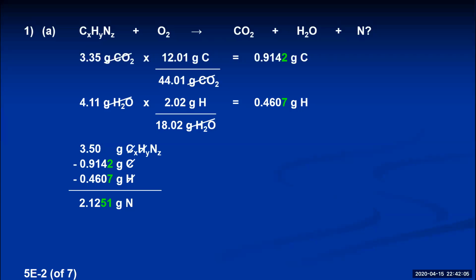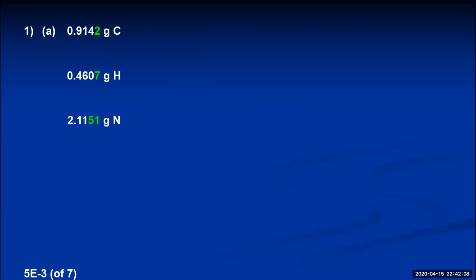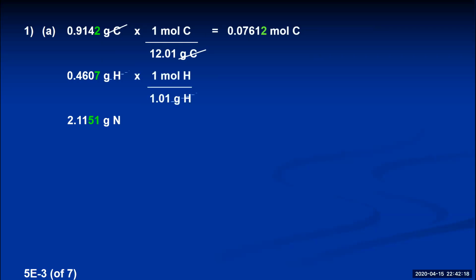Once we know the mass of the three elements that make up the compound, now we can do the empirical formula determination. We'll convert the grams of each of these elements into moles. So the number of moles of carbon in this sample were 0.0761. The moles of hydrogen in this sample were 0.456.